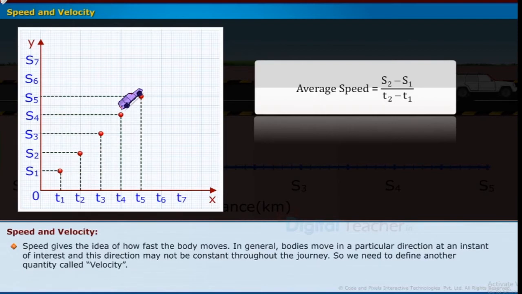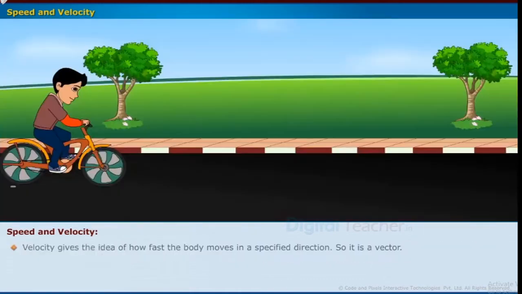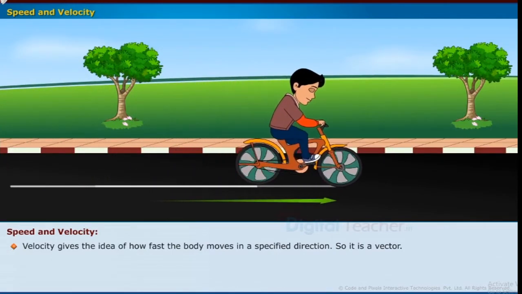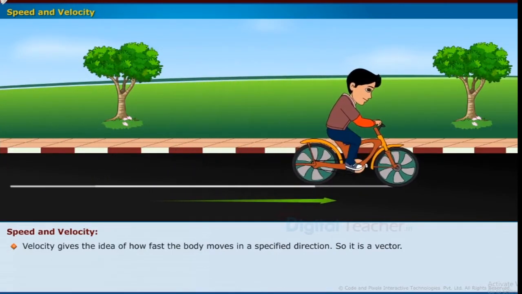Speed gives the idea of how fast the body moves. In general, bodies move in a particular direction at an instant of interest, and this direction may not be constant throughout the journey. So, we need to define another quantity called velocity. Velocity gives the idea of how fast the body moves in a specified direction. So, it is a vector.